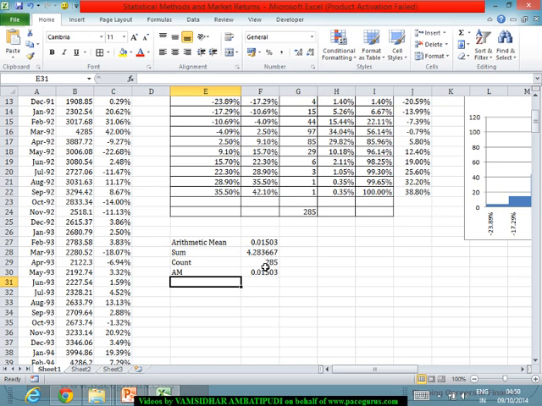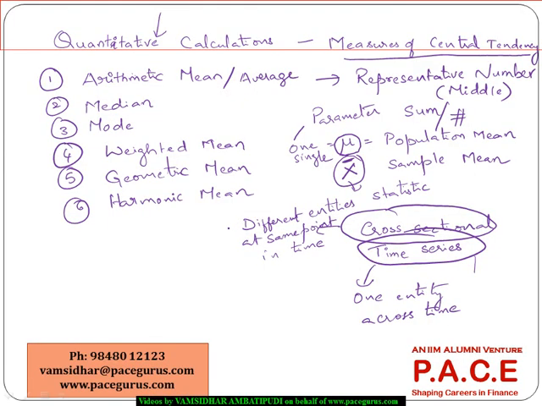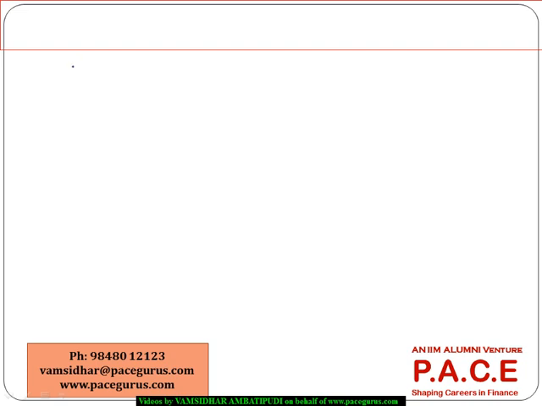So here, when I got this 0.015, now when I get this arithmetic mean as 0.01503, it need not be any one of those values, right? It may be, it may not be. So it need not be any of those observations. It could be in the middle of any two observations. So it's just a representation of the characteristic of the data.